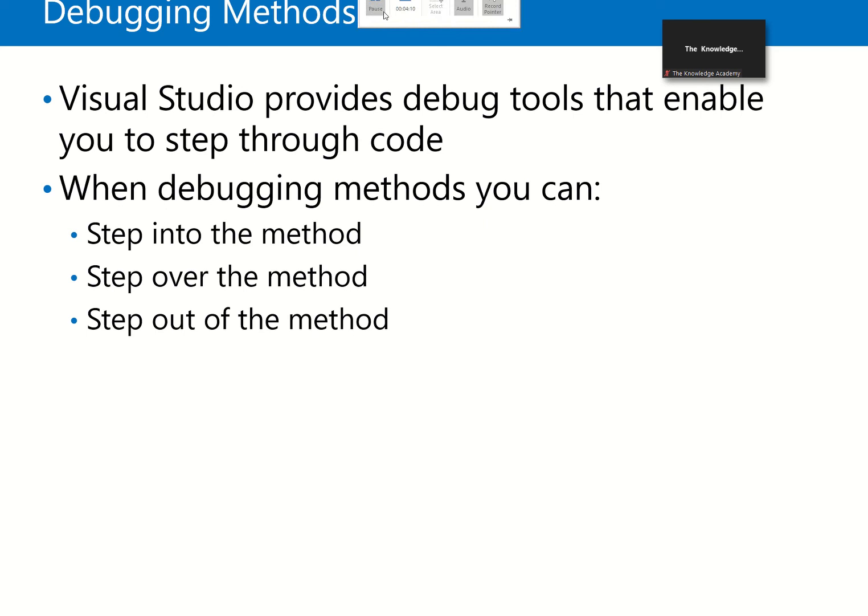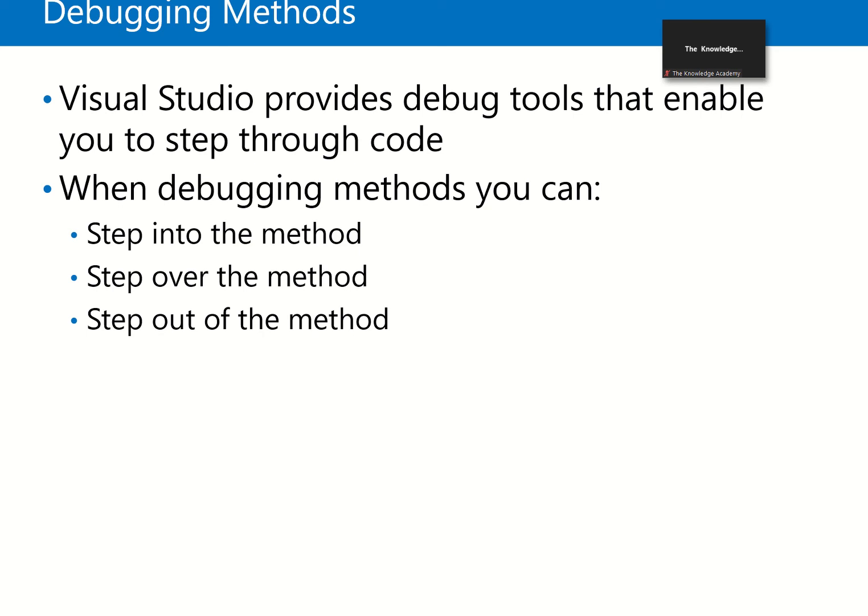When you debug methods, you can step through the code: step over, step into, and step out of the method. Typically, you put a breakpoint. Once you put a breakpoint, you can choose these options. Let's take a look one by one. Step into executes the statement at the current execution position.